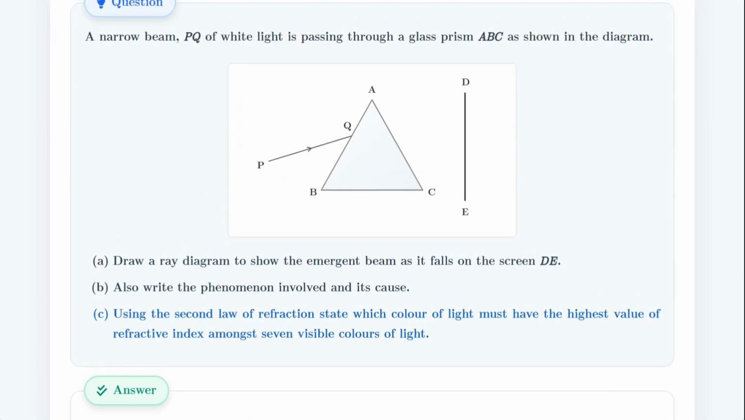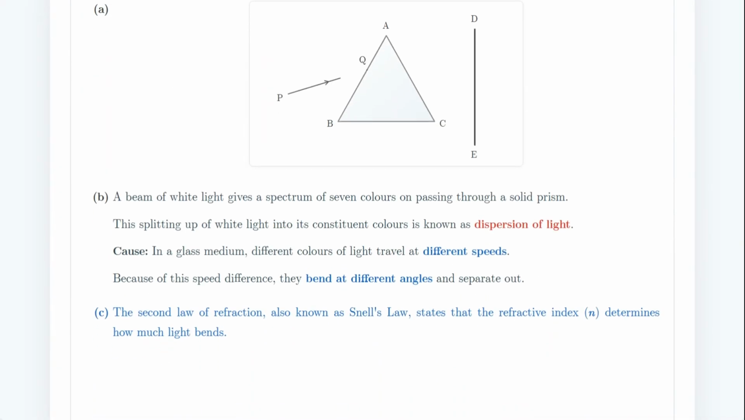The final question is, using the second law of refraction, state which color of light must have the highest value of refractive index amongst 7 visible colors of light, and justify your answer. The second law of refraction, also known as Snell's law, states that the refractive index, n, determines how much light bends.